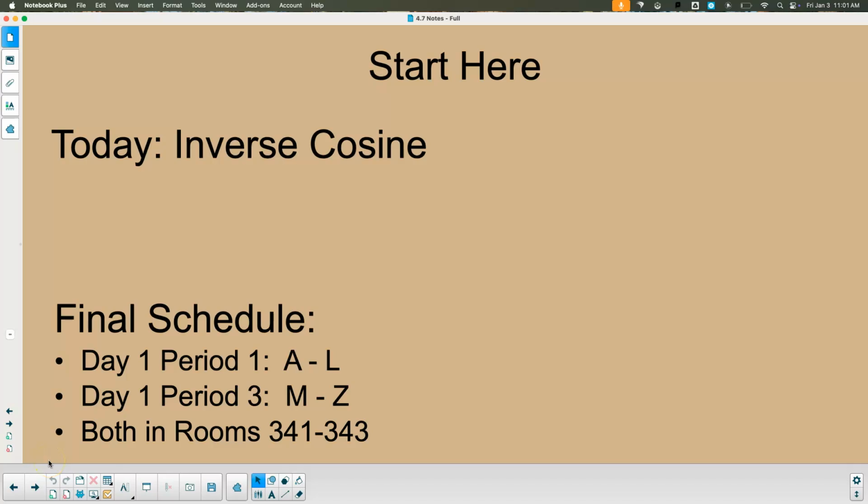We will be in your notebooks again today, just as we were in your notebooks yesterday. Today we're going to handle inverse cosine. At the end of class today, I'm going to give you 2 handouts, and we'll go from there.